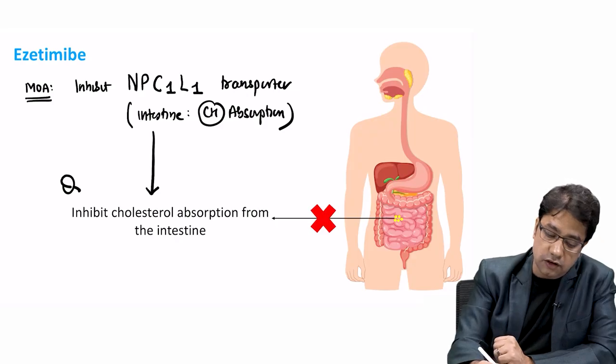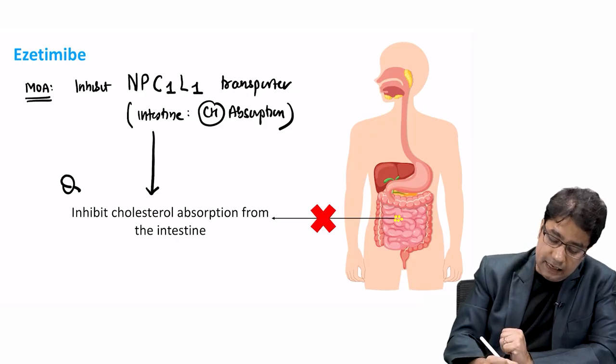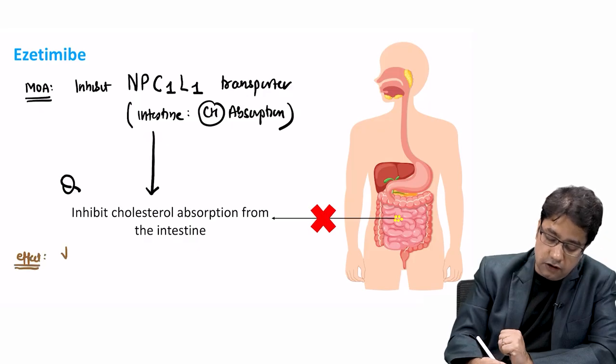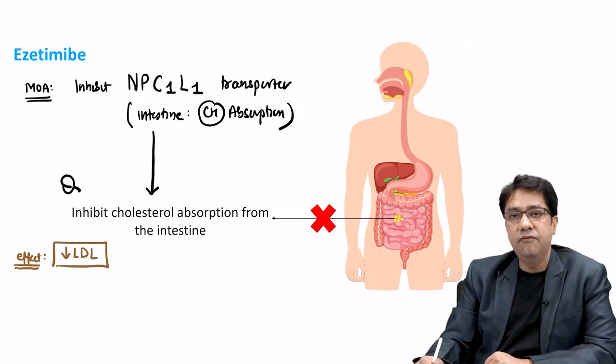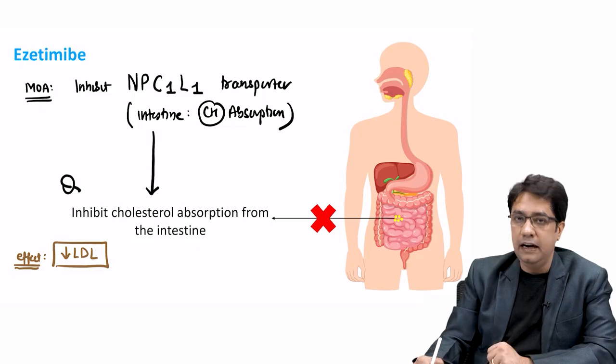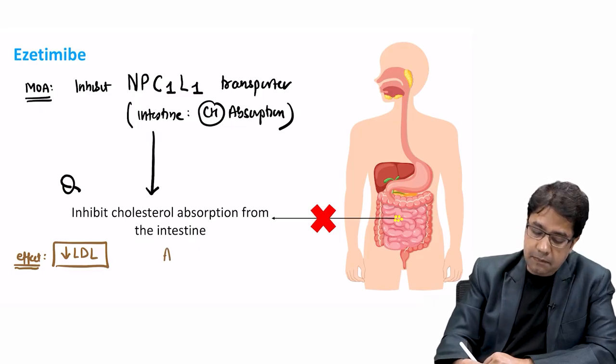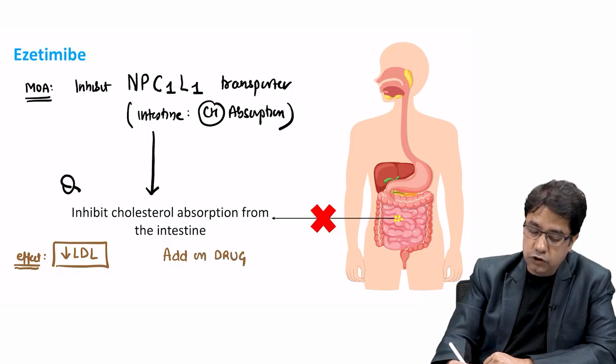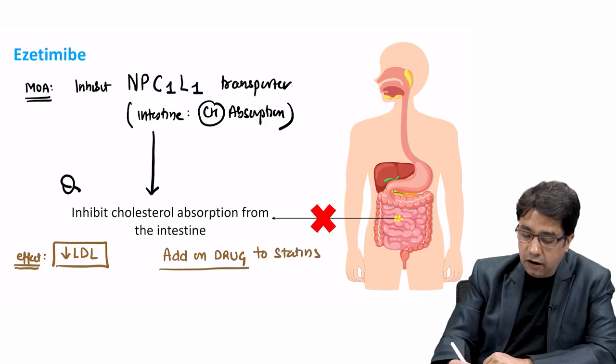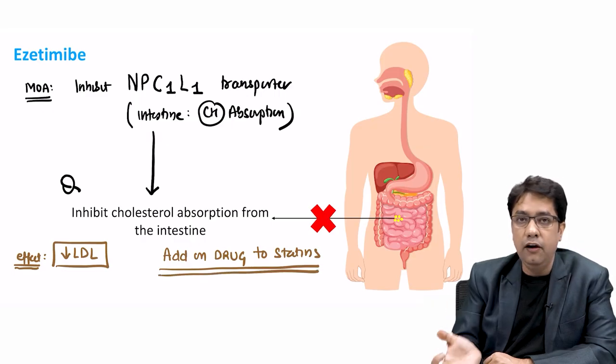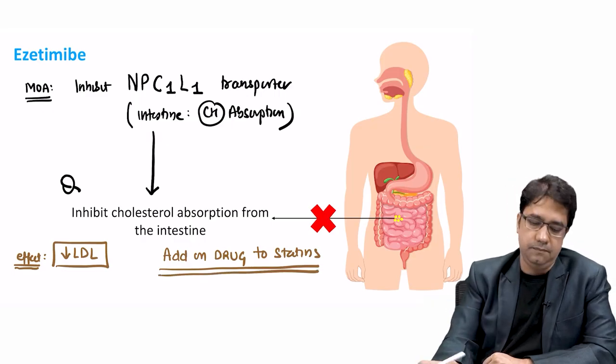So what is the use of ezetimibe? What is the effect? If cholesterol level is reduced, finally LDL level will be reduced. So ezetimibe is used to reduce blood LDL level, and ezetimibe is given as an add-on drug to statins. Right now it is given as an add-on drug to statins to reduce LDL level further.